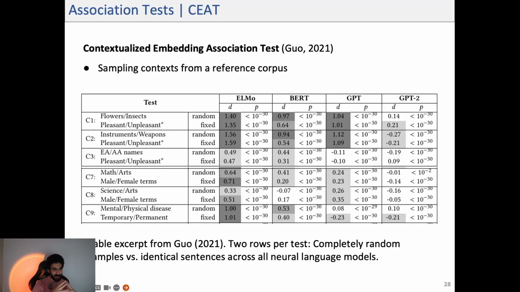C7, as we talked about, math versus arts, with male versus female associations, again confirming gender bias in embeddings. And there's more, like mental versus physical illness in C9, instruments versus weapons, science versus arts, all show varying degrees of bias depending on the model and context. So what does this reveal? It reveals that bias isn't just baked into word embeddings, but also shows up in the way the models contextualize language. It's an important diagnostic tool, not just to prove that the bias exists, but maybe to track where it comes from and even how to fix it.